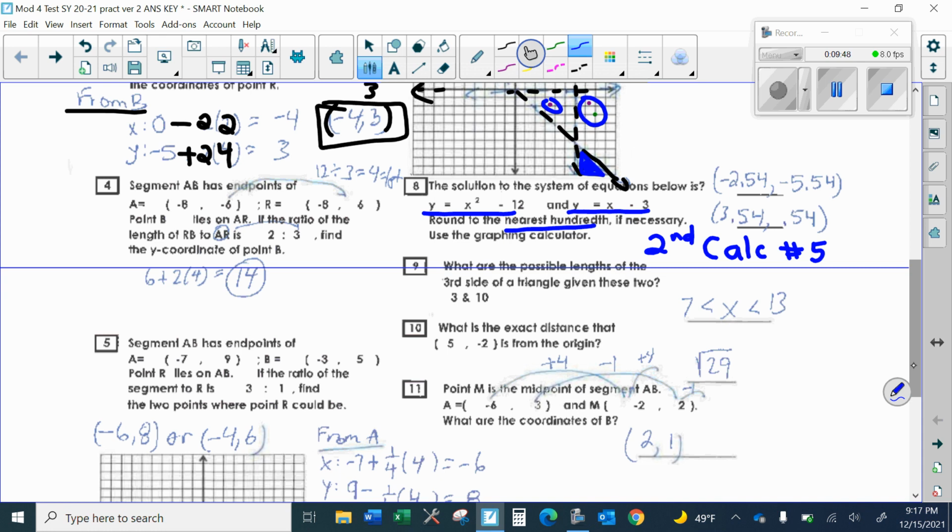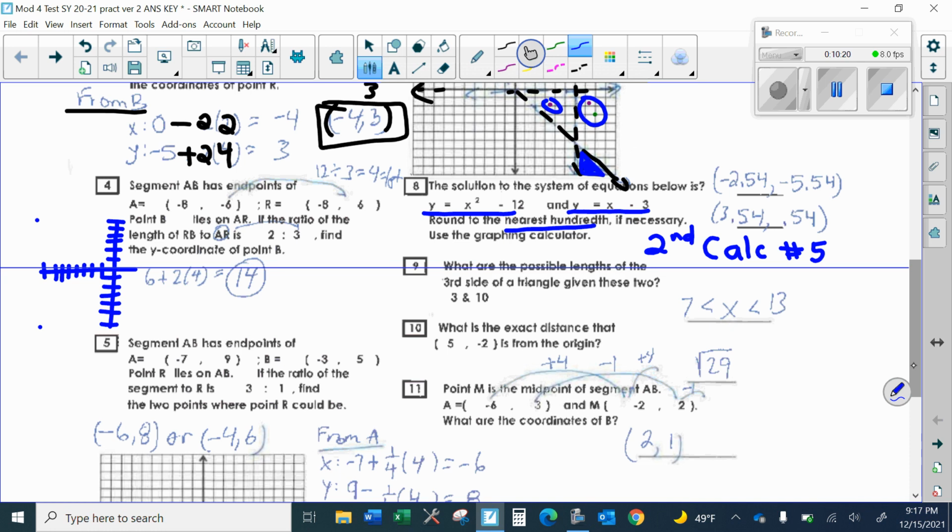All right, number 4. It says we are given A and R this time, not B. Now, A is negative 8, 6. Negative 8, negative 6. 1, 2, 3, 4, 5, 6, 7, 8. 1, 2, 3, 4, 5, 6. Negative 8, negative 6. R is negative 8, positive 6.